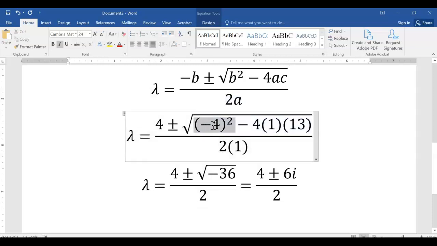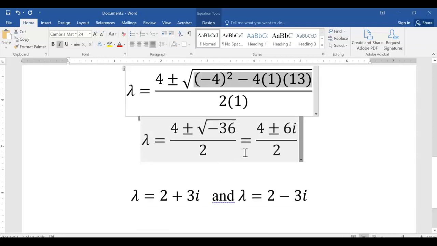This thing underneath the radical calculates out to be a negative 36. Now if we're going to take the square root of negative 36, well, 36 is 6 times 6. I factor out the 36, square root of 36 is 6. Factor out a negative 1. Square root of negative 1 is what we call i. So my eigenvalues are 2 plus 3i and 2 minus 3i. That's after I divide that by 2.